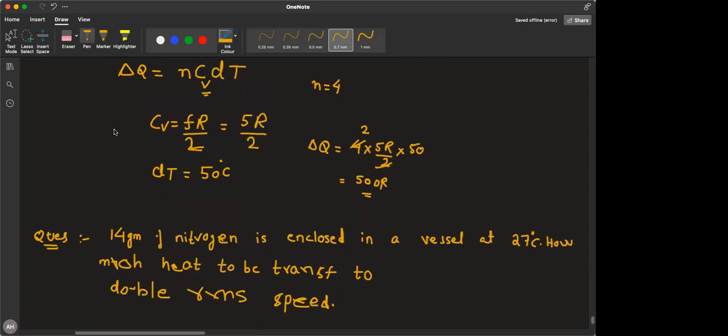Adrian, Manita, Krishna, are you solving? Or should I solve this numerically? I'm solving, sir.